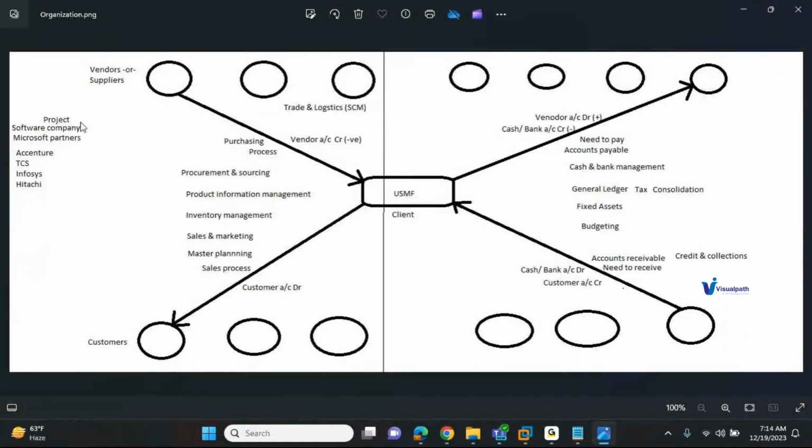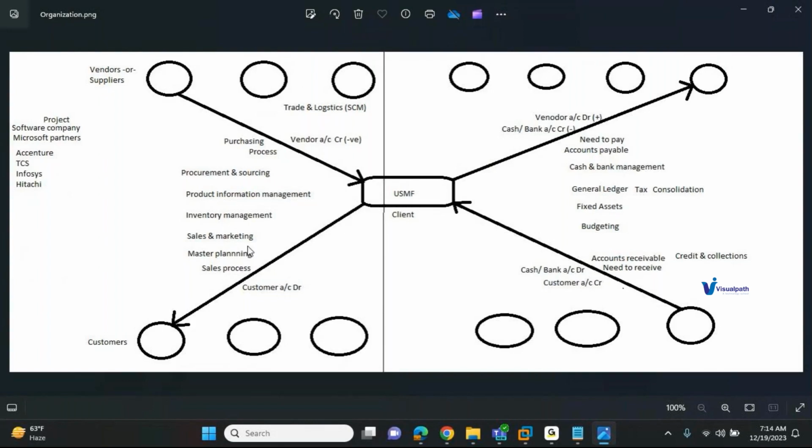Once you join a software company, what will you do? You are going to work on a project. If your friends say project is not allocated, you may hear about this word. Project means you are working for a client. What will this client do? This client will purchase material and sell material. This is the SCM part, trade and logistics.